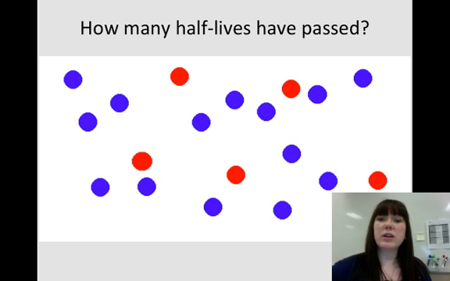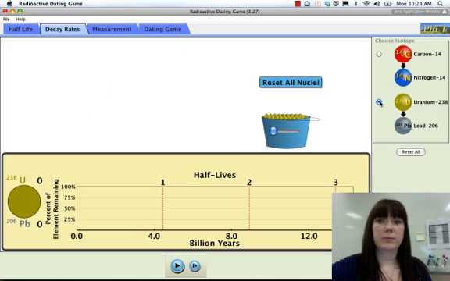All right, so if we take a look here, we have 20 atoms altogether, and 5 of them are still parents and 15 are daughters. So if we have 20, one half-life would leave us with 10 and 10, and then after another half-life, it would leave us with 5 and 15. So we can see that we have 2 half-lives that have passed here.